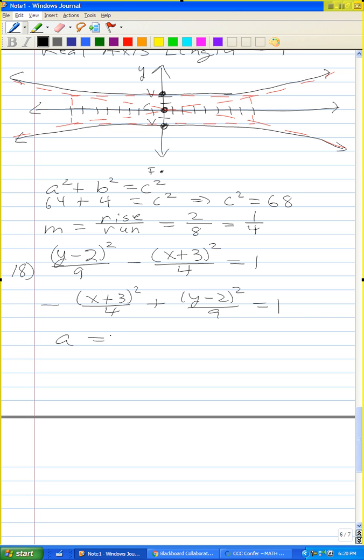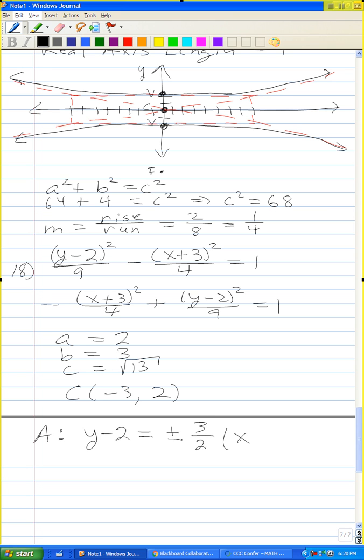So in this case, A, square root of 4 is 2. B, square root of 9 is 3. C, 4 plus 9 is 13, so C is equal to radical 13. Oh, and your center is at negative 3, positive 2. The equation of your asymptotes is just y minus 2 equals plus or minus b over a, 3 over 2 times x plus 3. So I have y minus 2 equals plus or minus 3 over 2 times x plus 3.